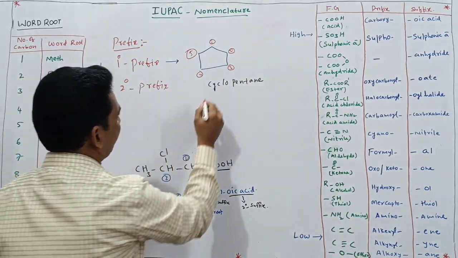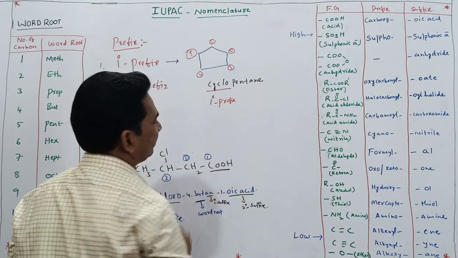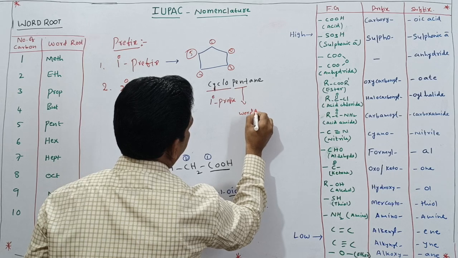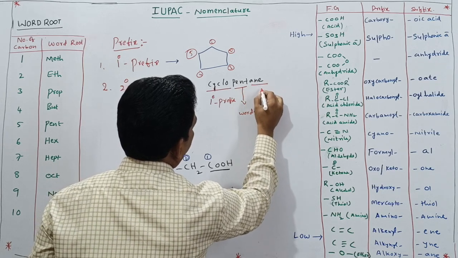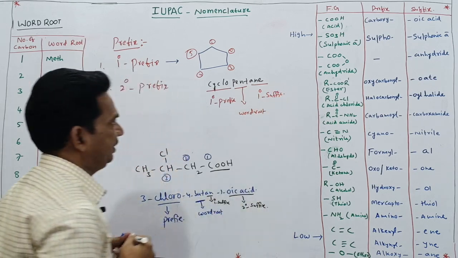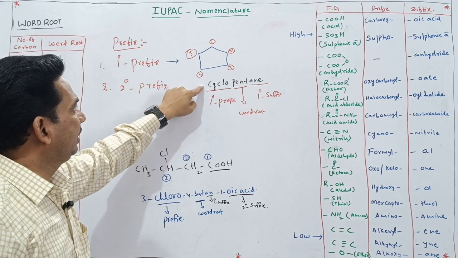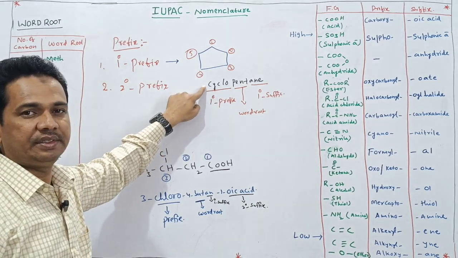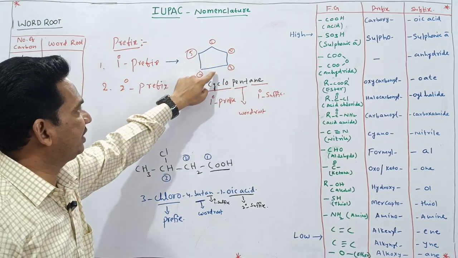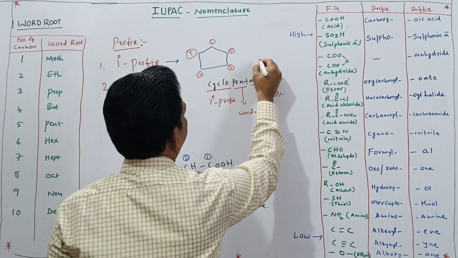Cyclopentane. What is cyclo here? It is the primary prefix. Pent is the word root. Ane is the primary suffix. It means the suffix always comes after the word root, and before the word root the prefix will come. Why is it called the primary prefix? Because it distinguishes cyclic compounds from acyclic compounds. This one is in cyclic form. An acyclic compound would be the normal chain pentane.